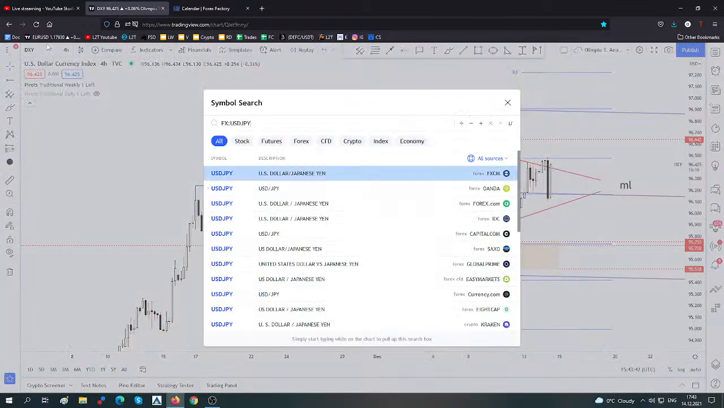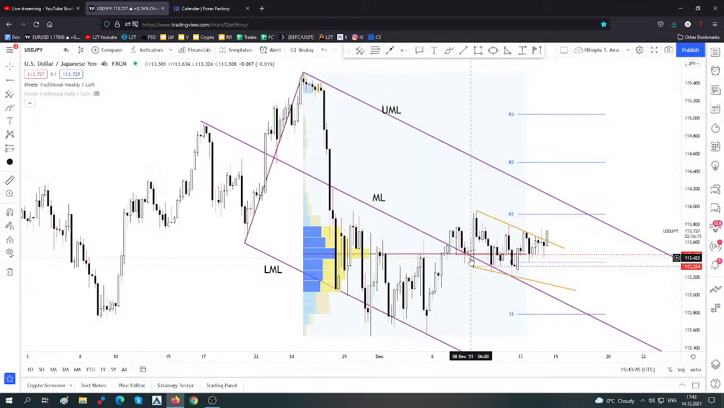Actually, I still have something like this. One moment, I will take a look. Yeah, it's still a pending order. US dollar, Japanese yen.